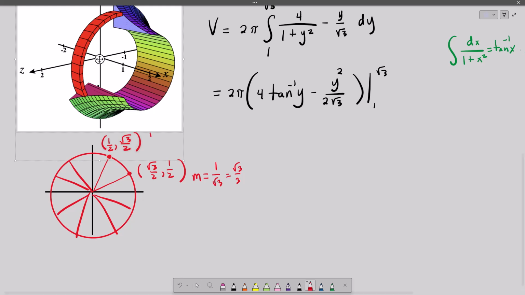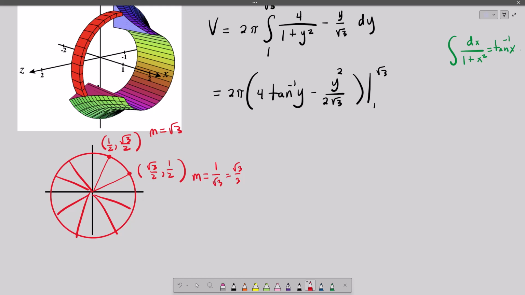Just root 3, so I'm using m for slope. Right, if you do y over x, the 2's would cancel. Root 3 over 2 divided by 1/2 is multiplied by 2 over 1. The 2's cancel, so you get root 3. So, the tangent of pi over 3 is root 3. Tangent is slope. It's the slope of the line, y over x. Tangent down here is the slope, root 3 over 3.